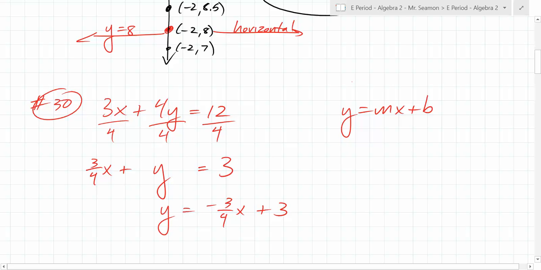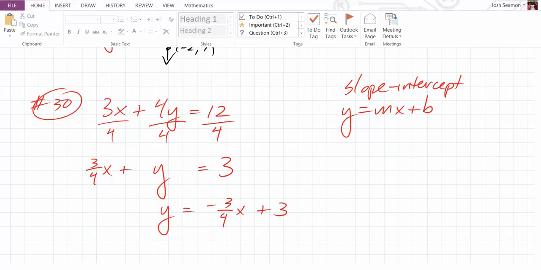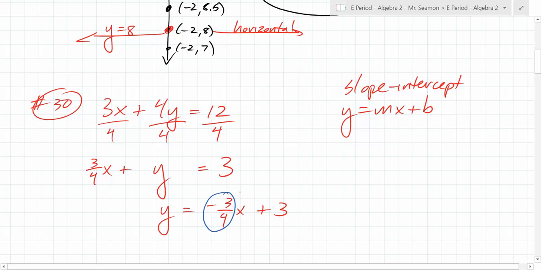Why is it useful to have it in slope-intercept form? Because then you can just see what your y-intercept and your slope is. They're right there in front of you. So this right here, what is that? That's the slope. And what's this? Y-intercept. Exactly.